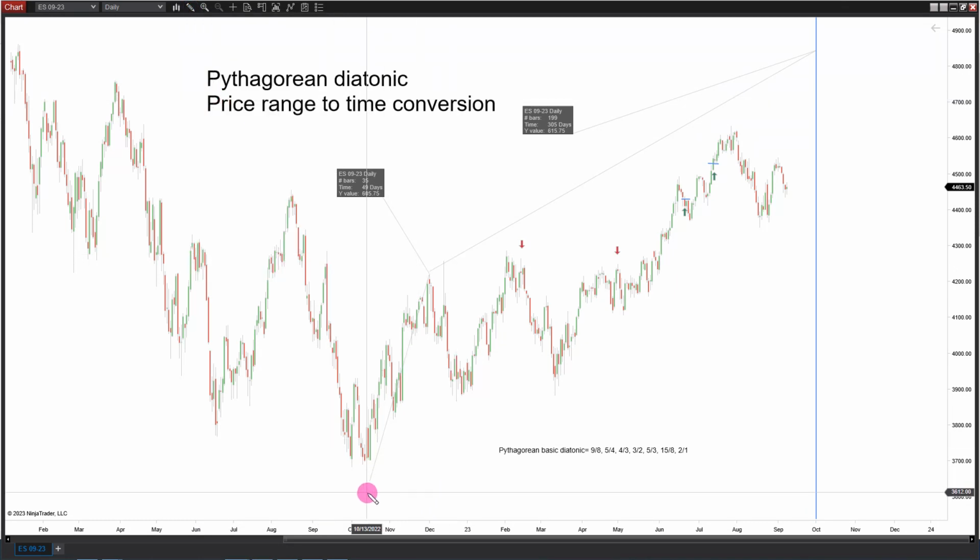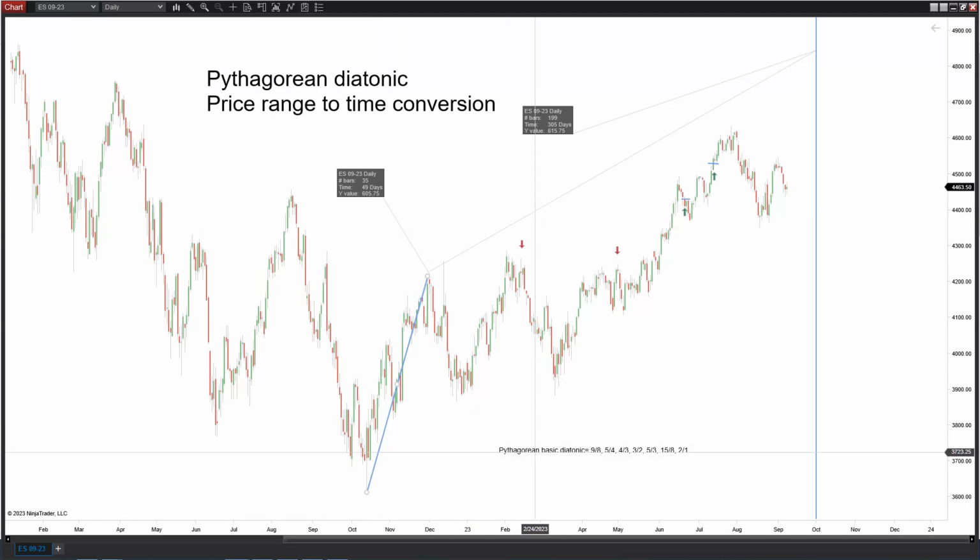I'm going to take this first push, this low to this high. I could just as easily have taken this spike high here, but I'm going to ignore that. I'm going to take the initial piece of this range right here. You can see the range is 605.75, the price value. I'm just going to use 606.